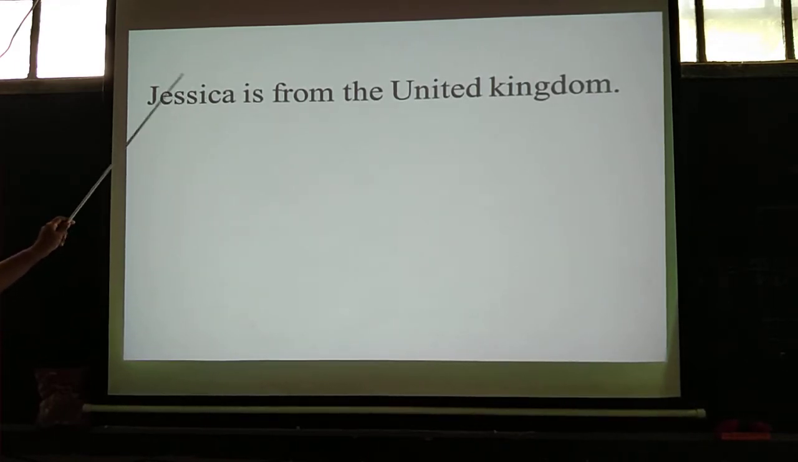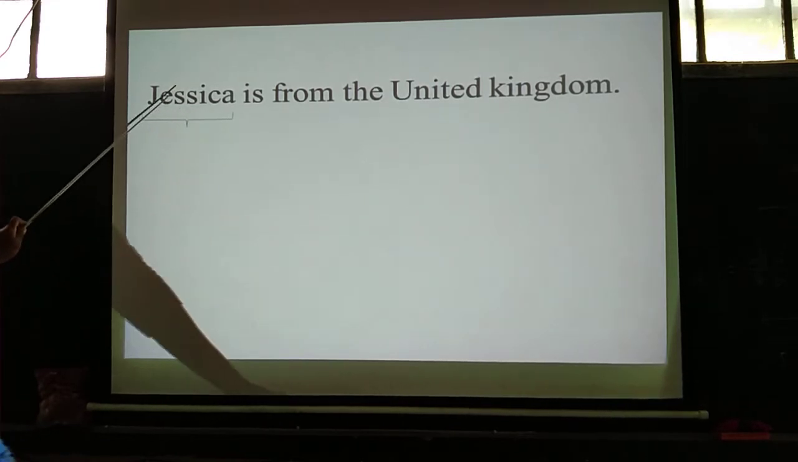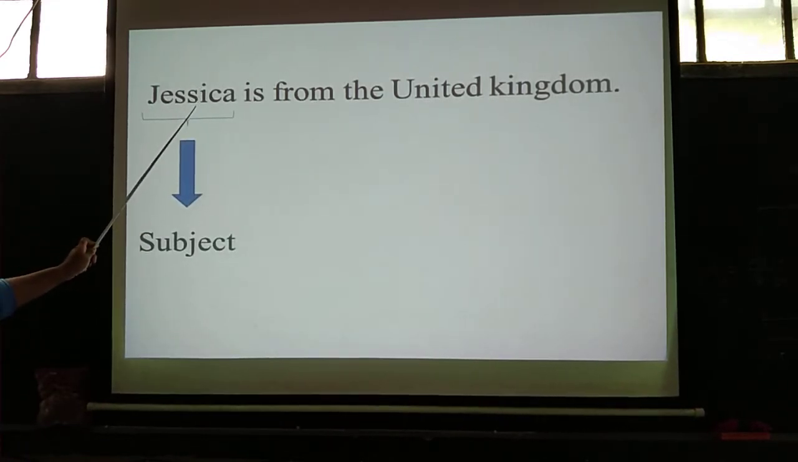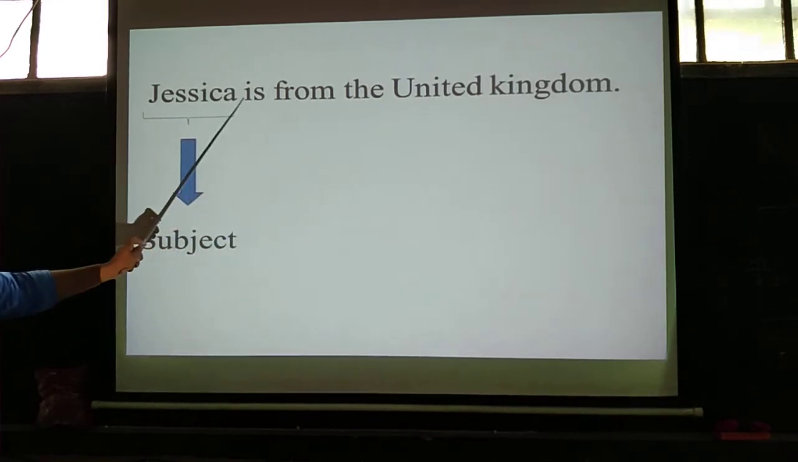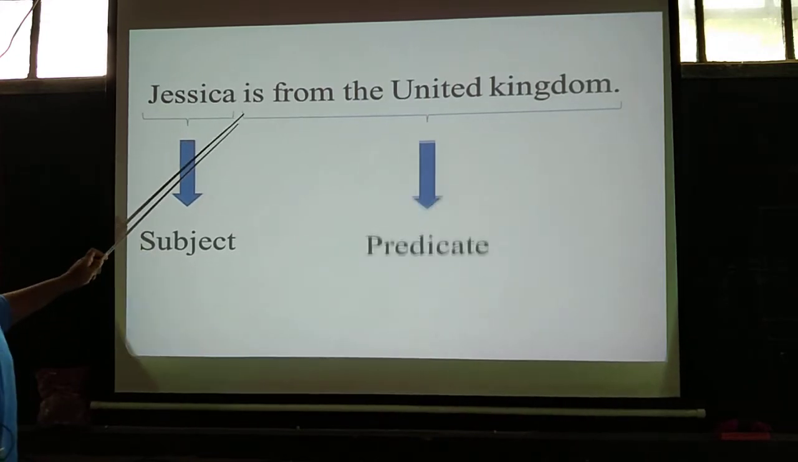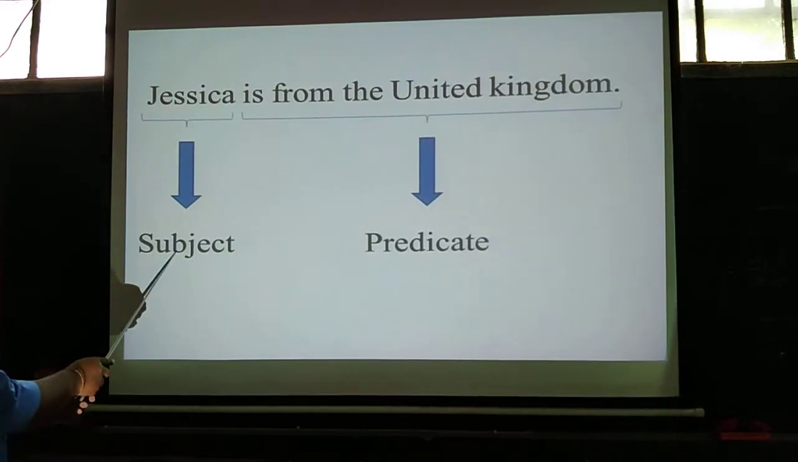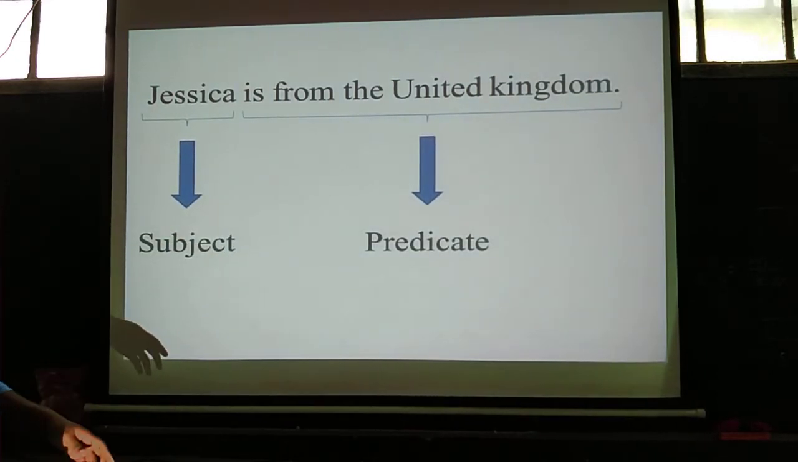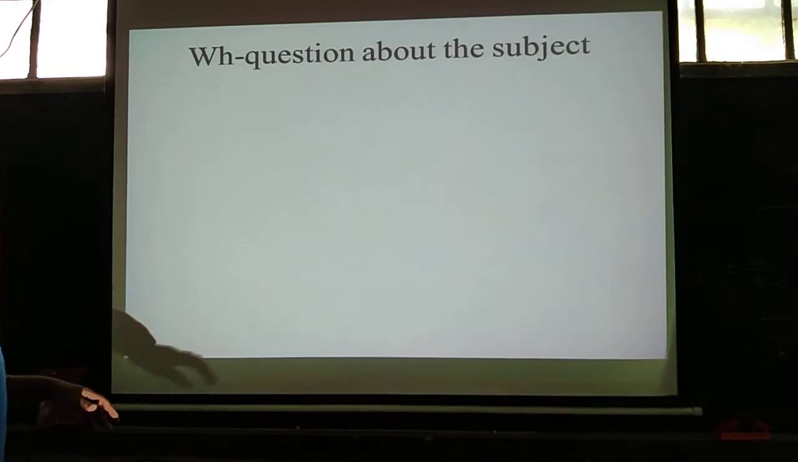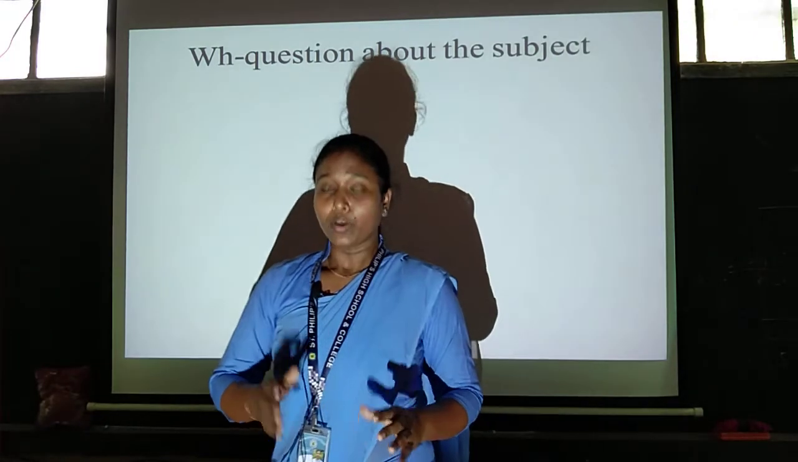In a sentence, the word or the person which is being talked about is called the subject. Okay, and the rest part of the sentence is called the predicate. We can make WH questions with these 2 parts, the subject or the predicate. When you are asked to make a WH question with the subject, what will you do?